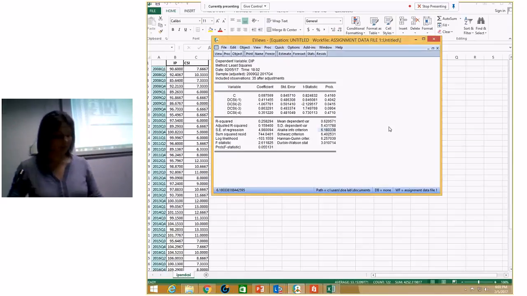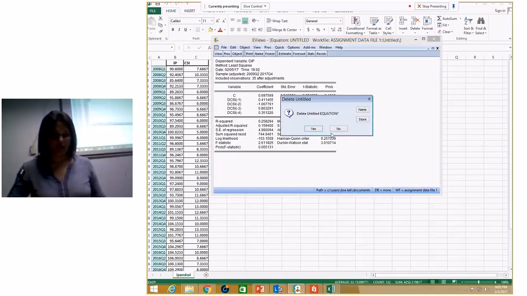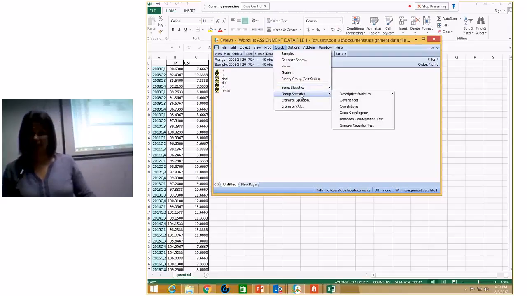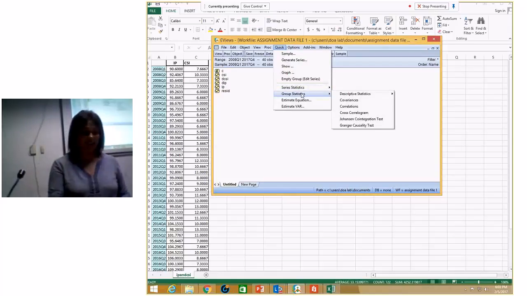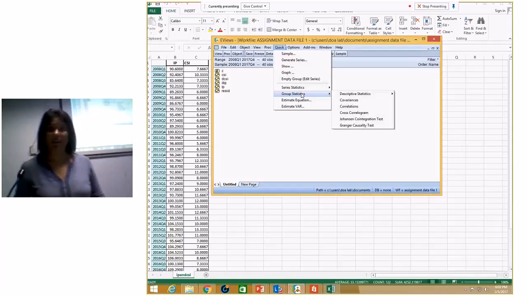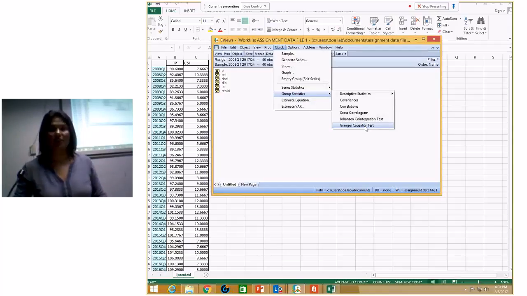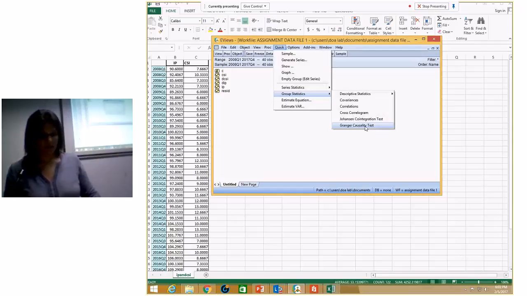Then check the Granger causality. Go to the quick, group statistics. Here it is different from the assignment, where I mentioned EViews 7, but it is EViews 9, some months, a big change. But it is a range of both the quick and group statistics and then the Granger causality test.